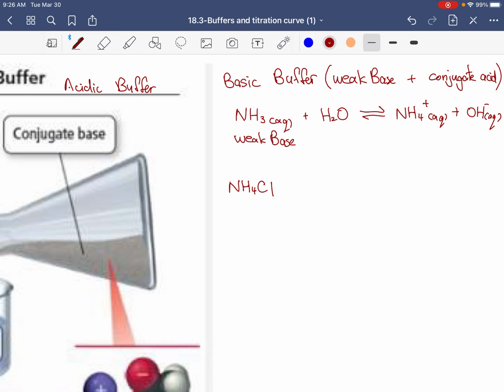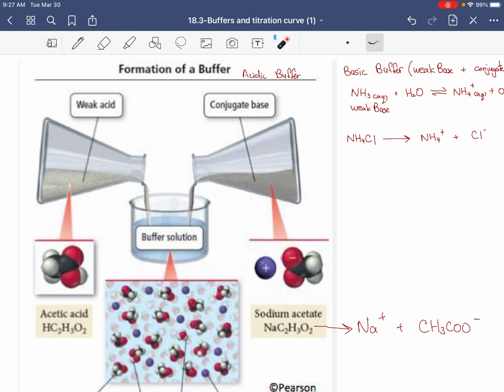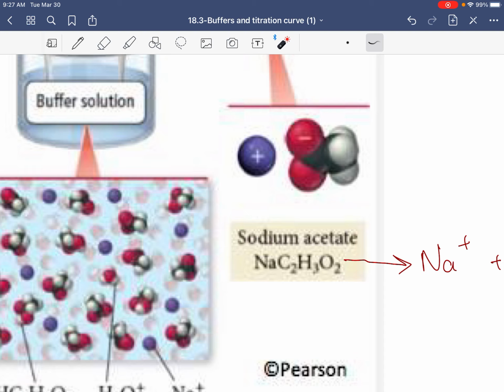ammonium chloride. Okay, so if you add ammonium chloride into your beaker, because ammonium chloride dissociates completely to ammonium and chloride ion. It's very important that you pick chloride because chloride is the anion of a strong acid, like hydrochloric acid. So this guy is not going to do anything. Just like how we see sodium here doesn't do anything because sodium is the metal that makes up a strong base.